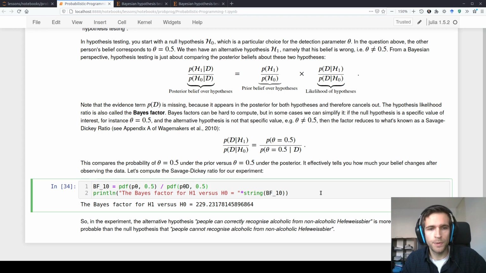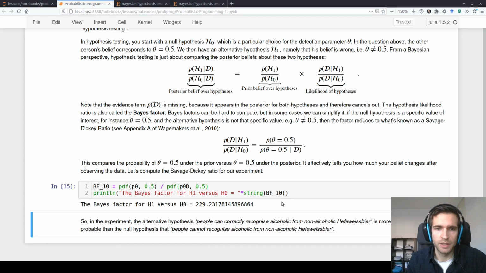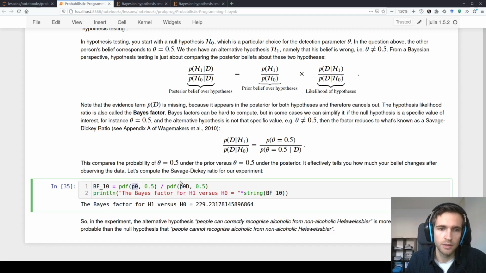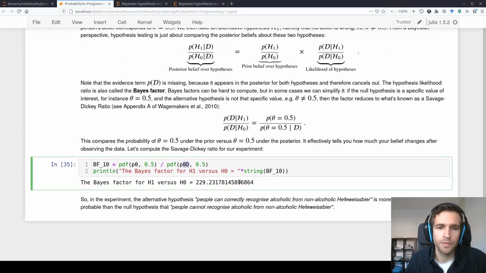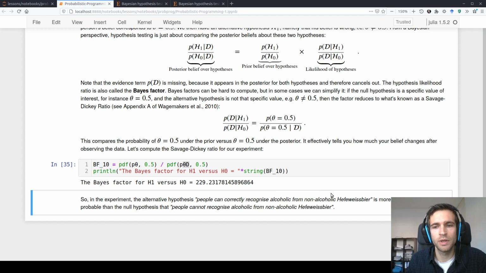So if we compute that, these are known, the prior and the posterior that we defined in the earlier parts of this notebook. That tells us that the statement that people can discriminate alcoholic from non-alcoholic beer is more than 200 times more probable than the null hypothesis that people cannot discriminate alcoholic from non-alcoholic beer. Alright, that concludes Probabilistic Programming 1.